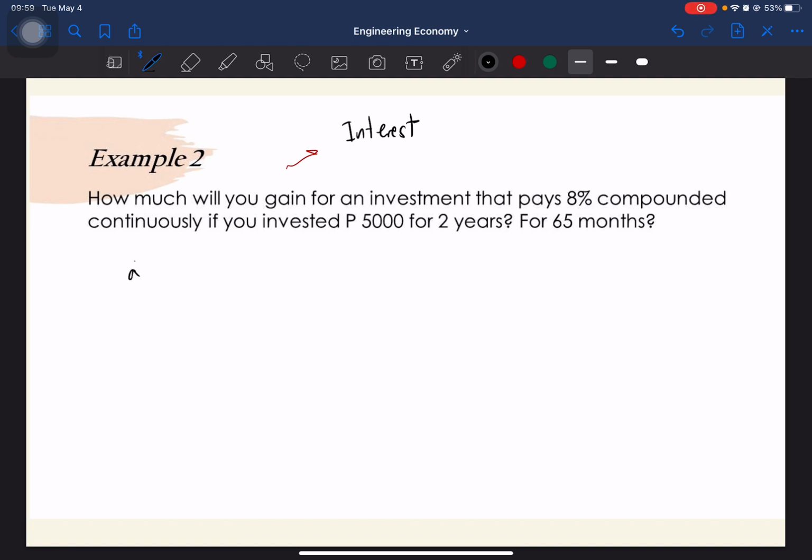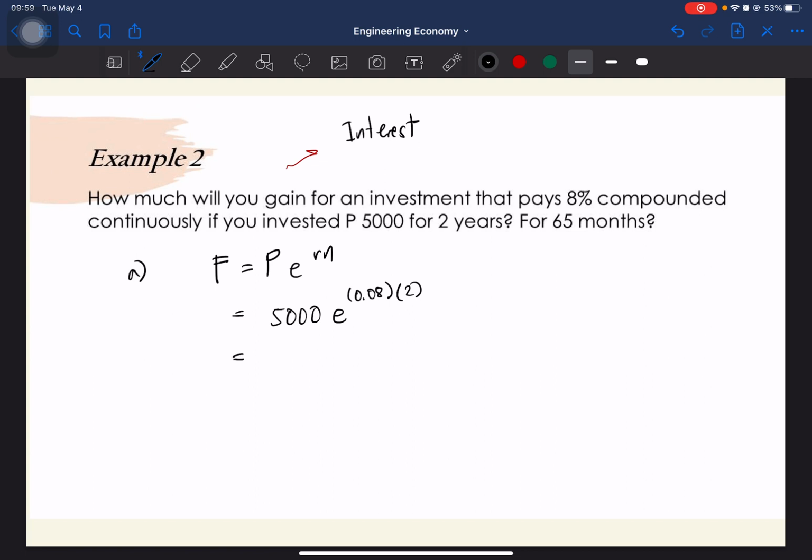Okay, so letter A, yung 2 years muna. Direct substitution lang for our formula. Okay, sa ibang books, ang notation dyan is e raised to RT ata. T kasi yung sa ibang books, number of years is T. Anyway, we stick to the same notation. Future worth is present worth that is 5,000. And you invested that for, ano yung R natin? 0.08. Okay, nominal rate, compounded continuously. Number of years is 2 years.